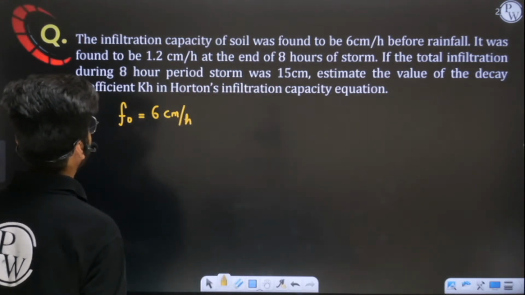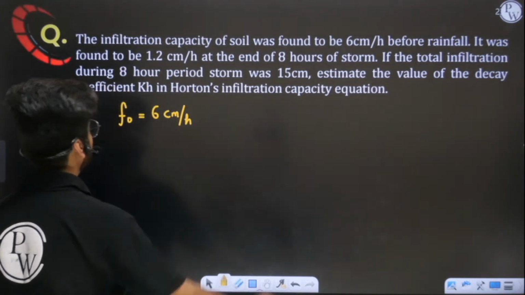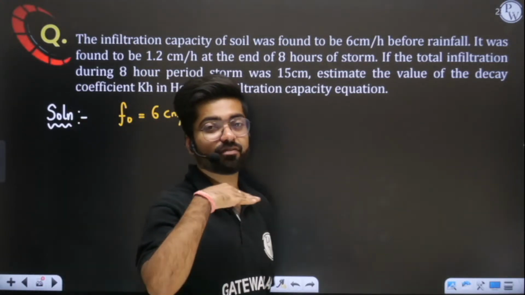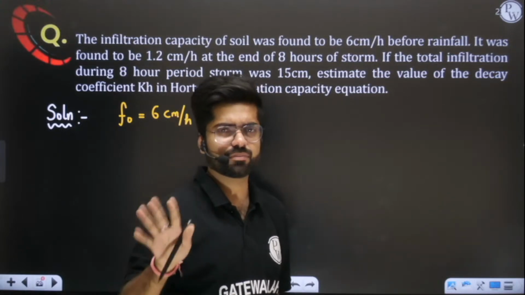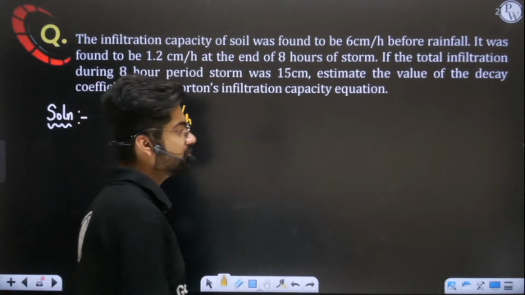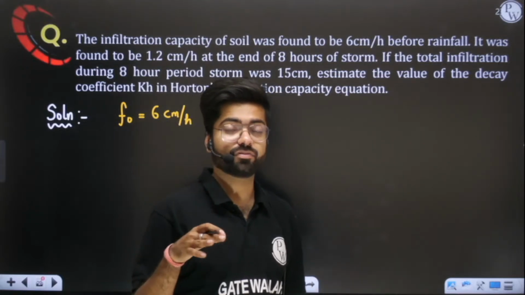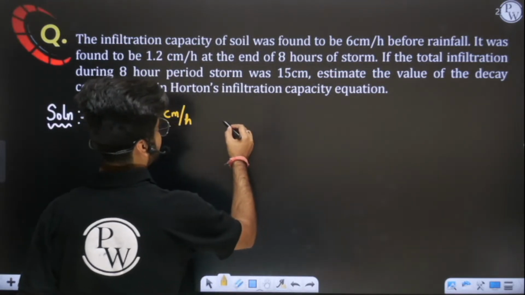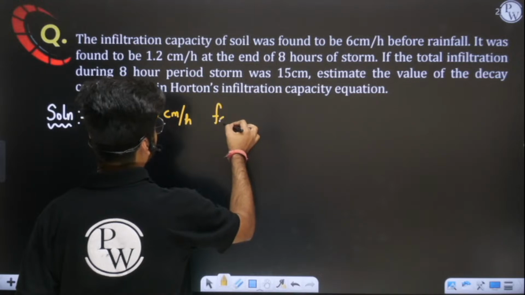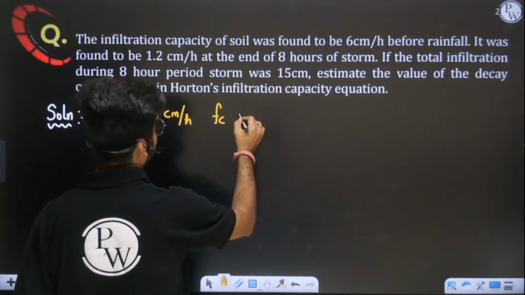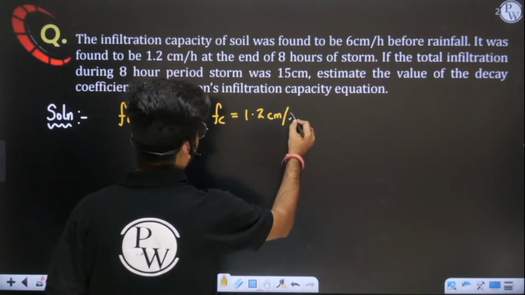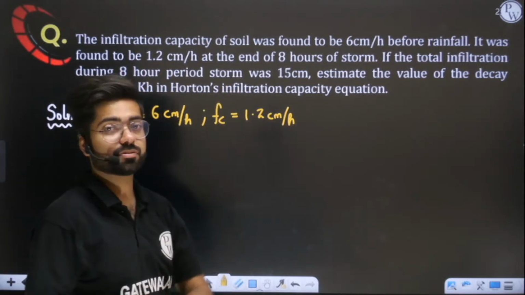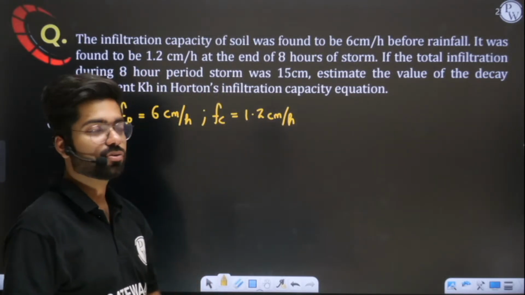Then it was found to be 1.2 centimeter per hour at the end of 8 hours of storm, which means you need to understand that this graph will go down, and after a long time, after 8 hours, which is a huge time. When it comes to rainfall, very few rainfalls continue for 8 hours. So this is a very long duration. So Fc will be equal to 1.2 centimeter per hour, because after some time it is found that your infiltration capacity becomes constant, equal to 1.2 centimeter per hour.